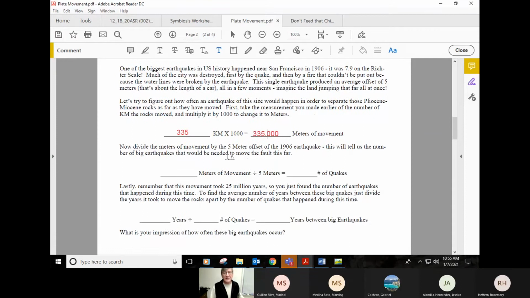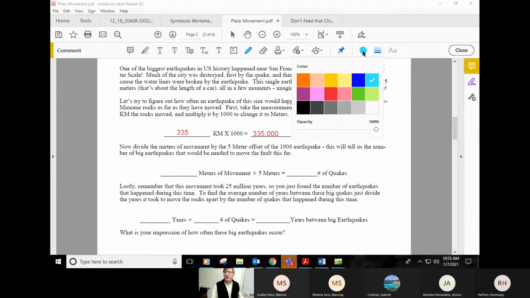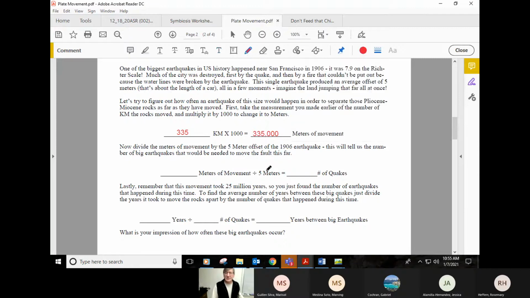Now we're going to divide these meters by the 5-meter offset of the 1906 earthquake. This will tell us the number of big earthquakes that would be needed to move the fault this far. So what you're going to do is take this 335,000 down to here. Then you're going to take your calculator and divide by 5 to get the number of quakes that would have been required to move the land that far.